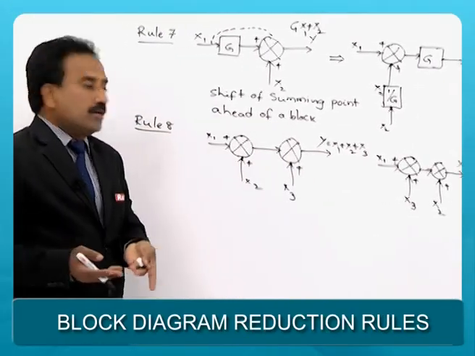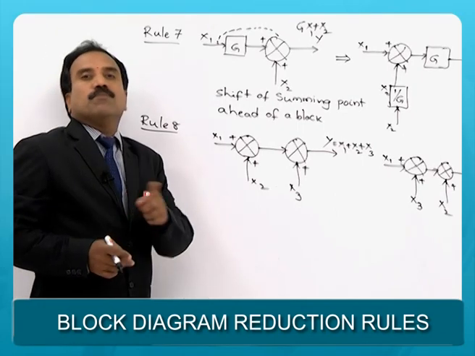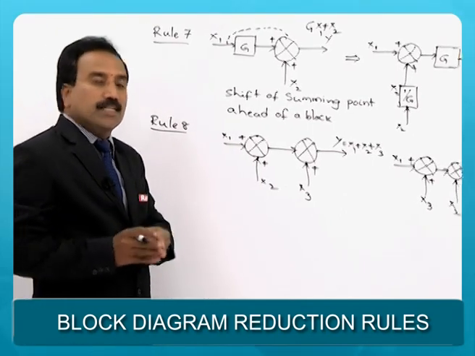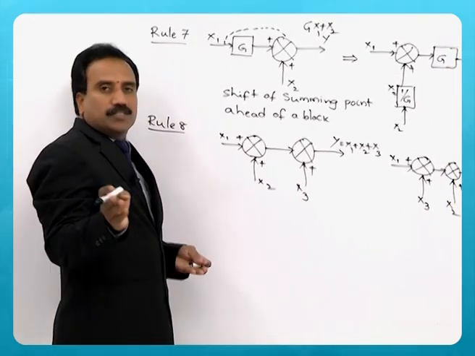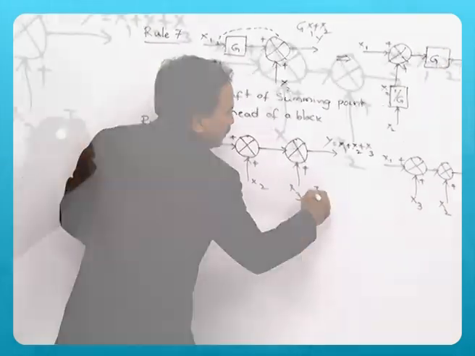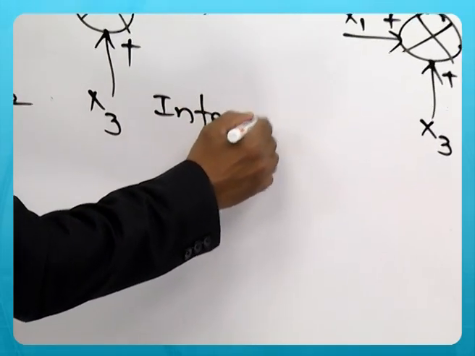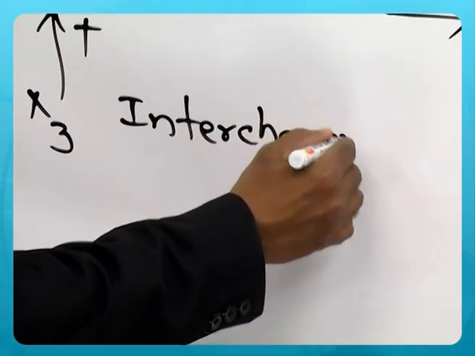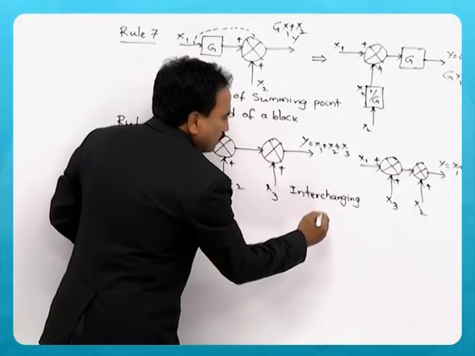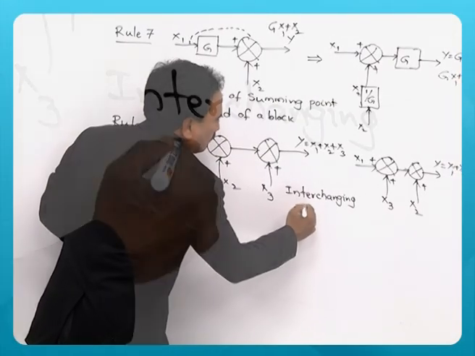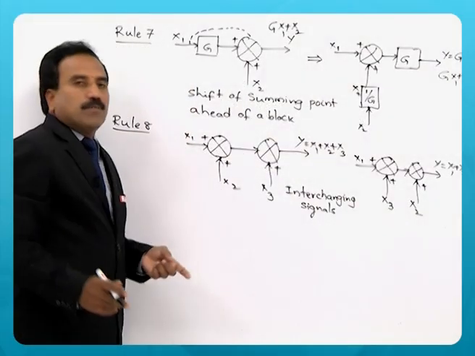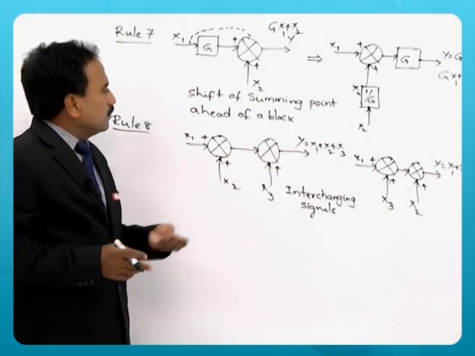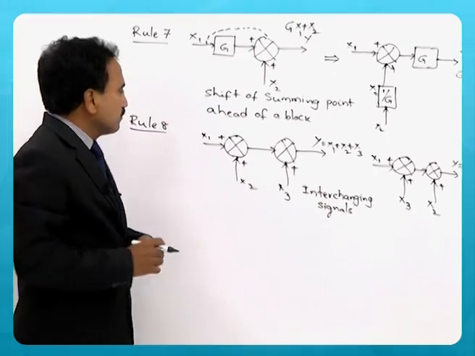What is this rule? The rule is interchanging summing points. Not much complicated, but you should know even this. This helps in the reduction process. So, this rule is interchanging summing points. I can say interchanging summing points or interchanging the signals.